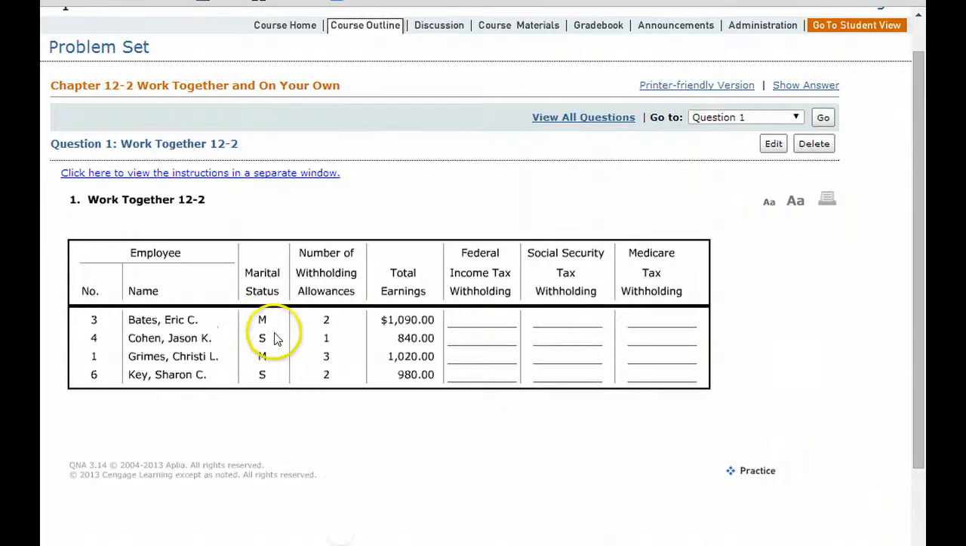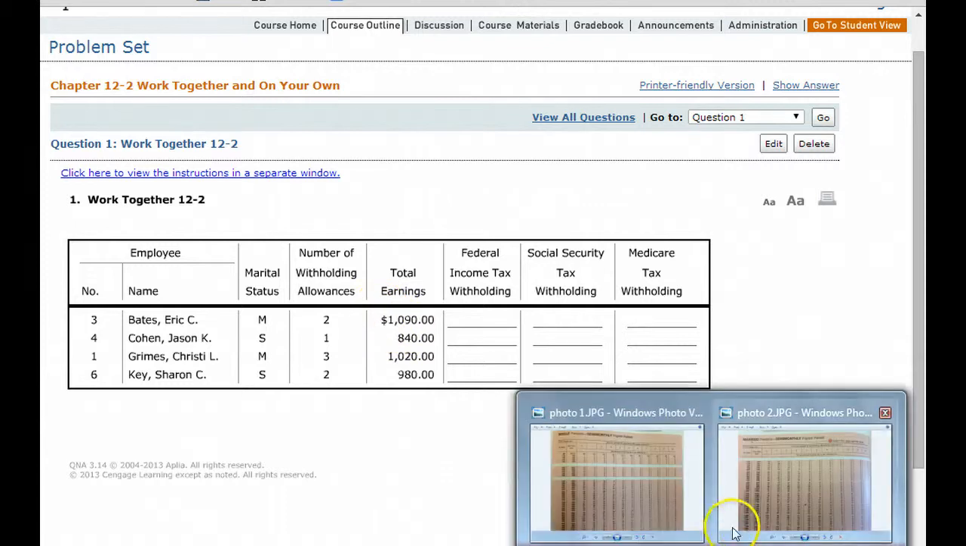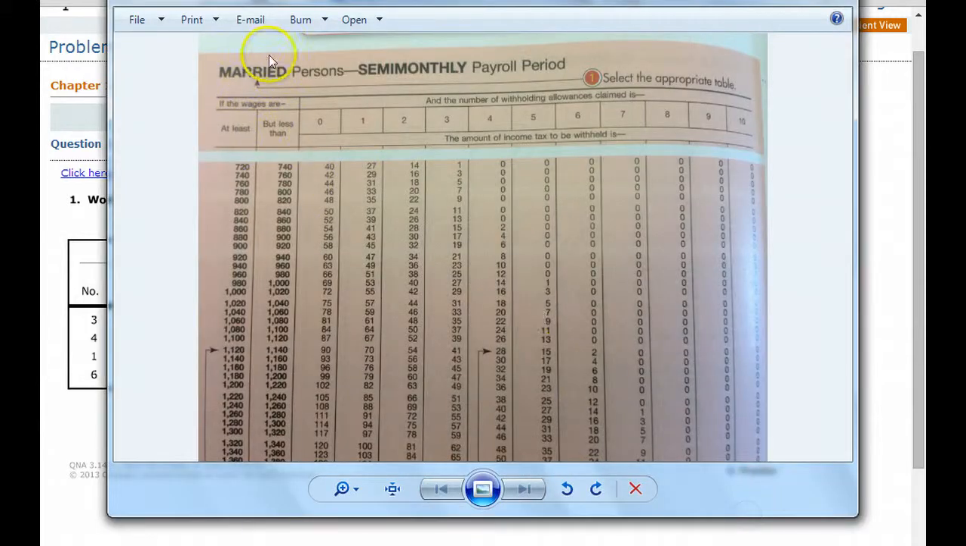All right, so this first person, he is married. If he's married and he earns $1,090, we've got to find that on our sheet right here. So that's step one, get the right form. Step two is, how much did they make? They made $1,090. Now you notice these two columns: it says it has to be at least this particular number, but less than this number. So is our number at least 1080? Well, yeah, it's a little over 1080, so that's good.